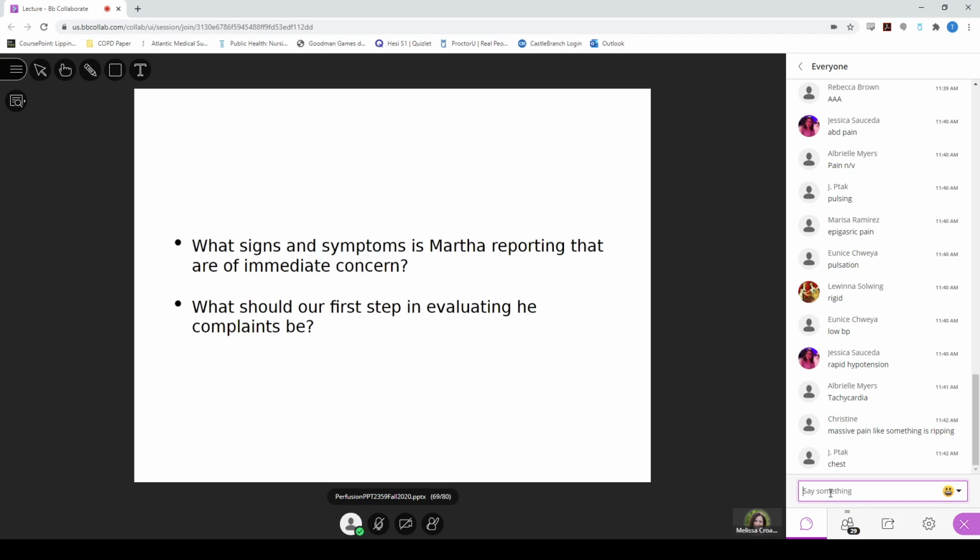So, what signs and symptoms are immediate concern that she's reporting? What about the heart sound? Yeah, heart skipping a beat. So what does that tell you? The potential of what? It's the potential of an arrhythmia, right? And really, that arrhythmia could be causing all those other problems. It can cause the fatigue, it can cause the pain, cause the lightheadedness.